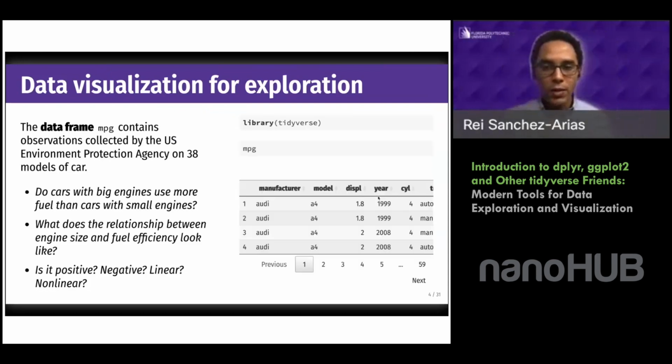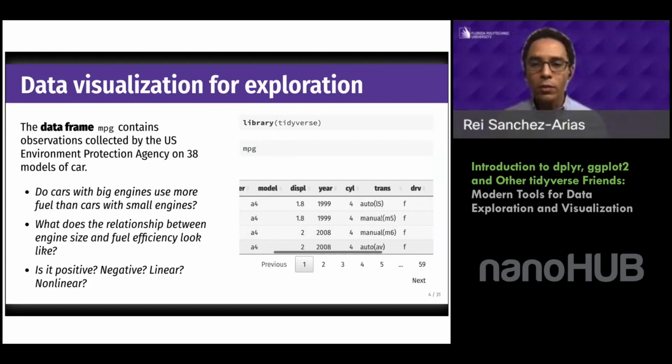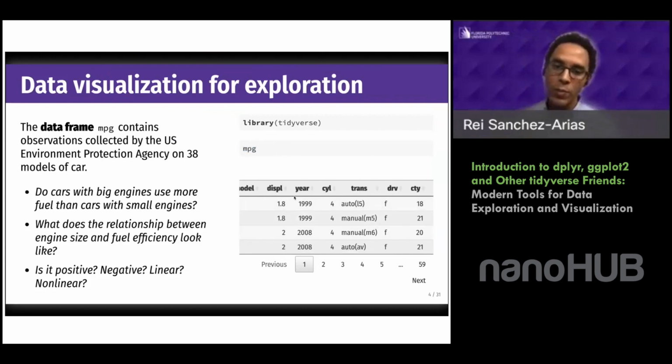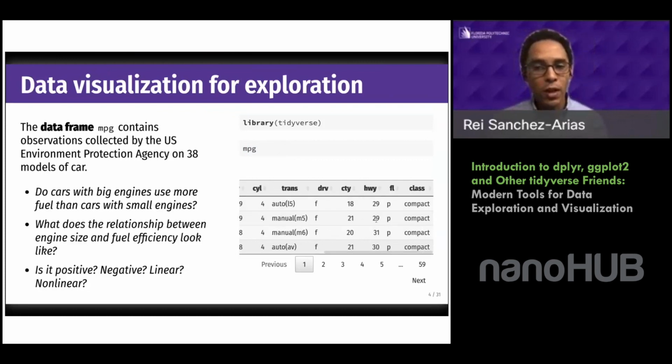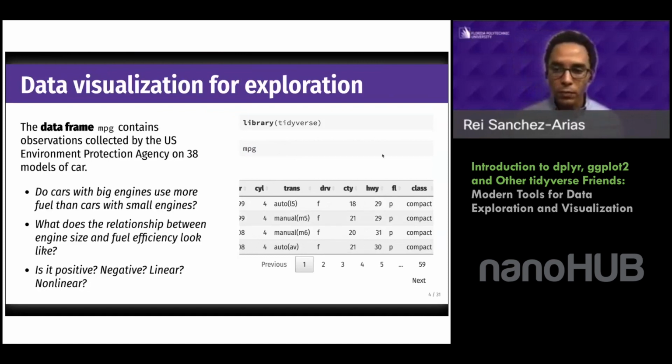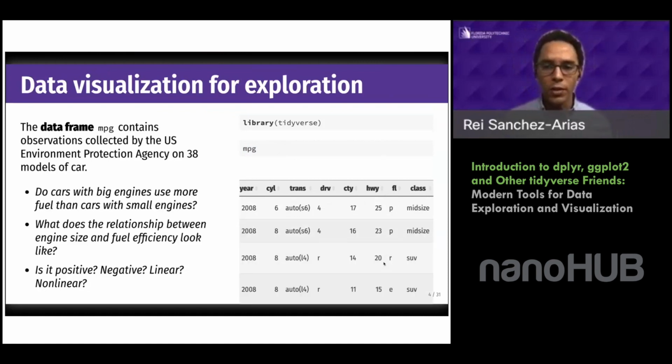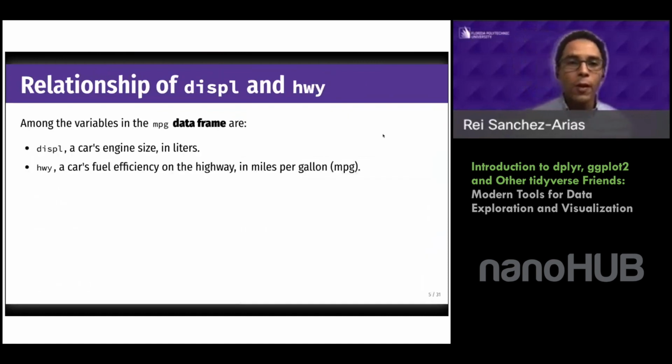So this data set, again, I'm loading the tidyverse, I'm printing this data set, and to print that data frame, you just type the name of the data frame in R. You can see that there are variables such as who makes the car, the type of model, DISPL stands for displacement, that's the size of the engine in liters, the year, number of cylinders, and other variables that we can use for analysis. You can navigate all of these on the slides.